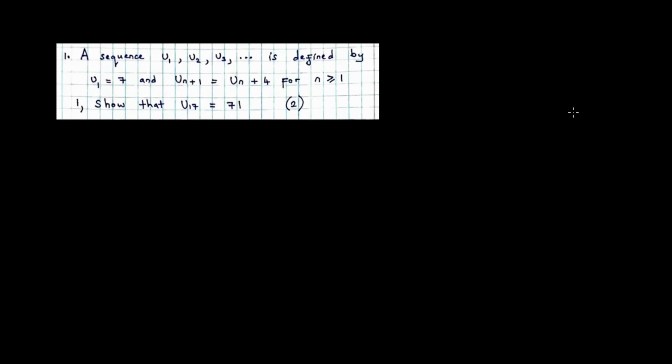In today's lesson, let us look at this particular question. Question: a sequence u1, u2, u3 and so forth is defined by u1 is equal to 7 and un plus 1 is equal to un plus 4 for n is greater than or equal to 1. Part 1, show that u17 is equal to 71.